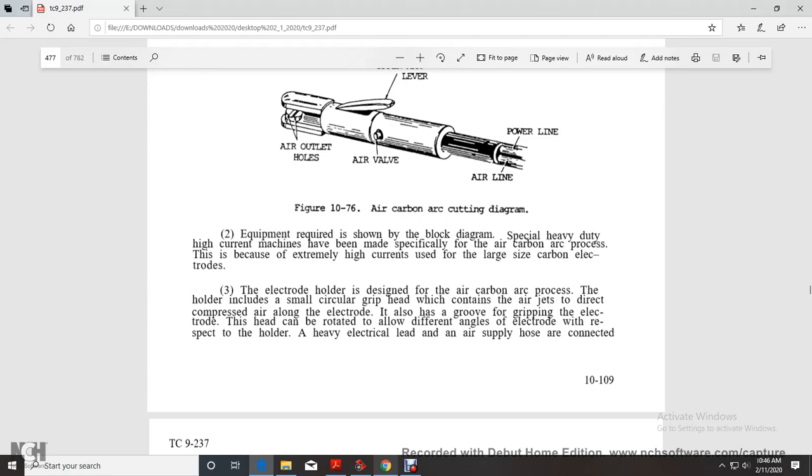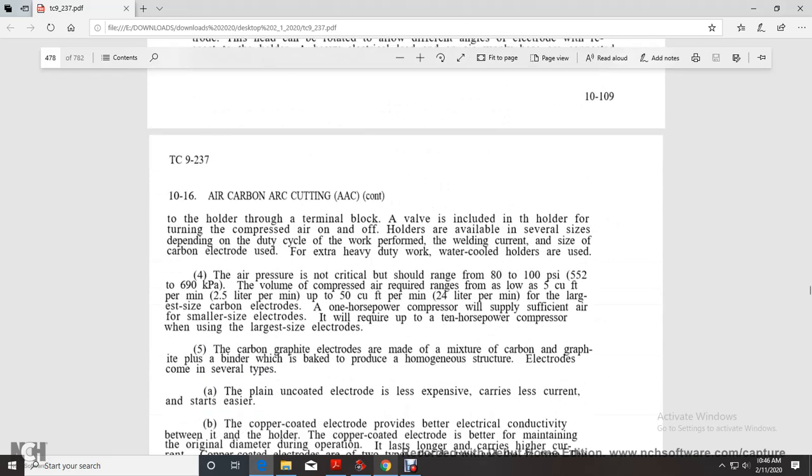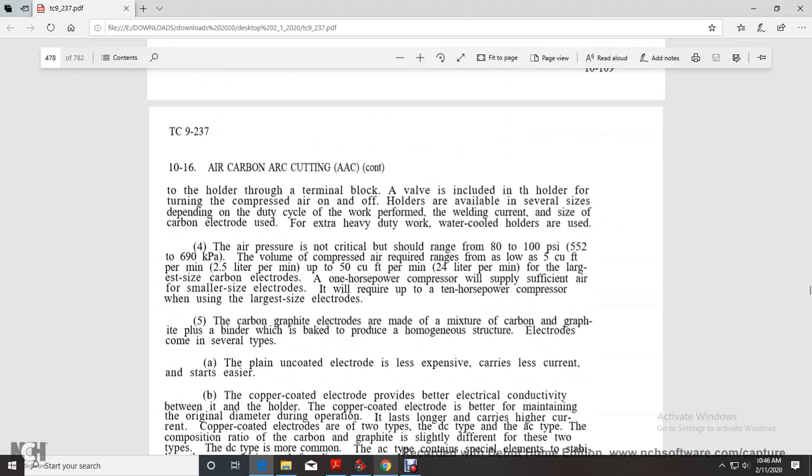Electrode holders are designed for the air carbon arc process. The grip head contains air jets that direct compressed air along the electrode, and it has a groove for gripping the electrode. The head can be rotated to allow different angles of the electrode with respect to the work. The heavy electrode lead and an air supply hose connect to the holder through the terminal block. Valves included with the holder turn the compressed air on and off, and holders are available in several sizes depending on the duty cycle of the work performed.